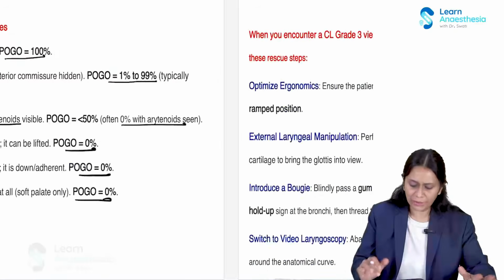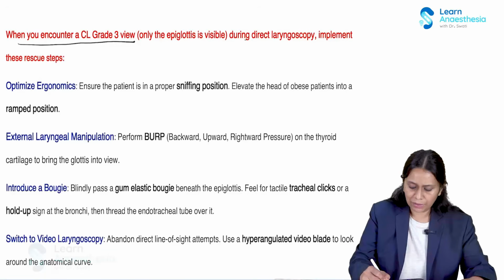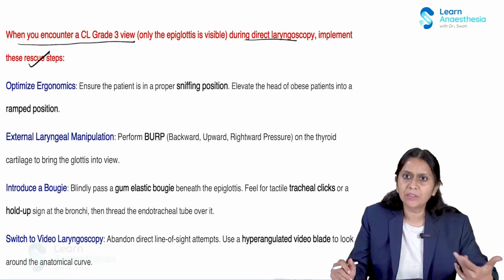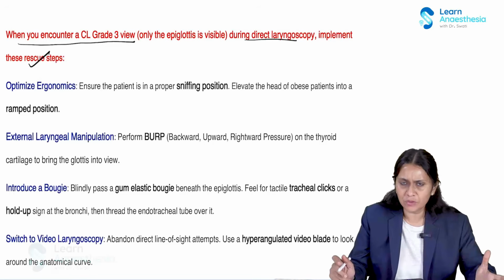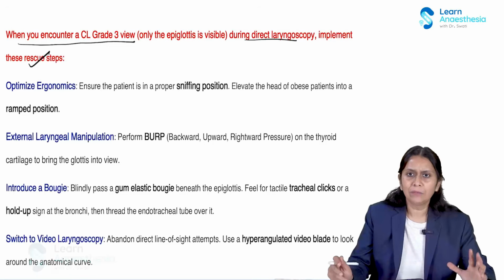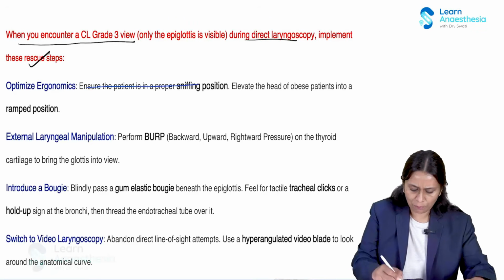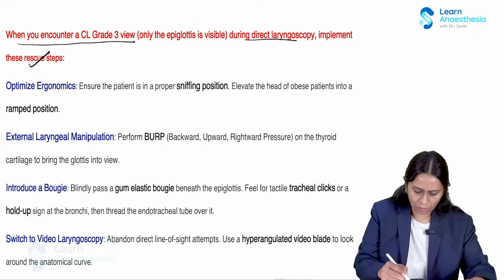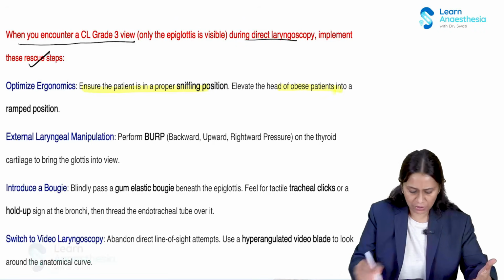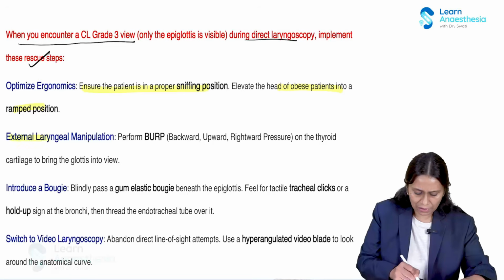So when we encounter the CL grade 3 view during laryngoscopy, what do we do? What are the rescue steps? There are a few things which we can do. Number one, we can optimize the ergonomics. The positioning may not be good, right? So we ensure the patient is in proper sniffing position. We elevate the head of the obese patient into ramped position. We optimize the ergonomics.